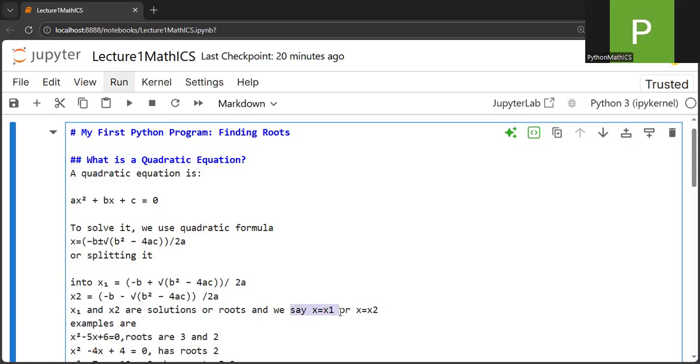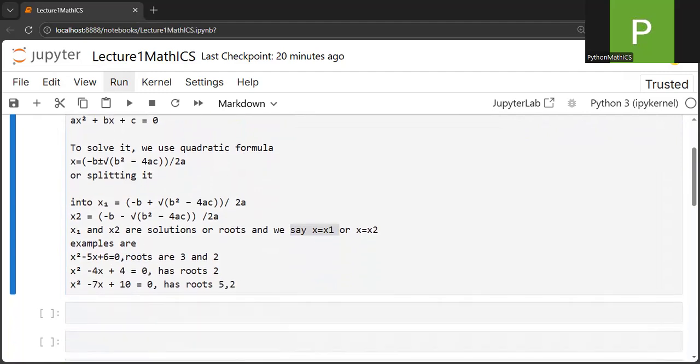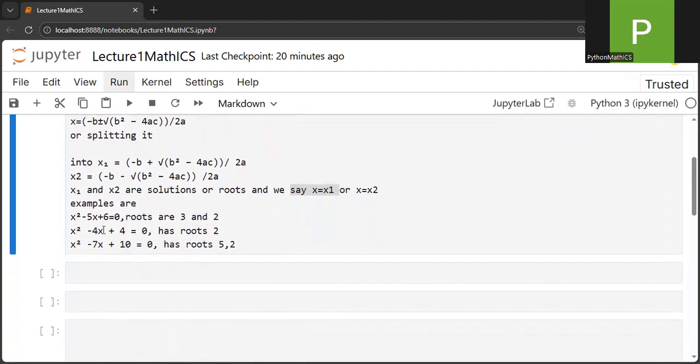Now, examples of quadratic equations: for example, we have x squared minus 5x plus 6 equals 0. If we solve it, we can see that its roots will be 3 and 2. Similarly, we have another equation, say x squared minus 4x plus 4 equals 0. It has just a single root, and that is 2, or a single solution, where x equals 2. Similarly, x squared minus 7x plus 10 equals 0 has roots 5 and 2.